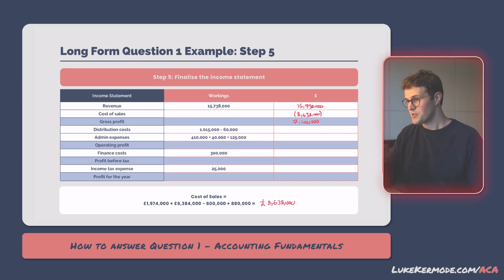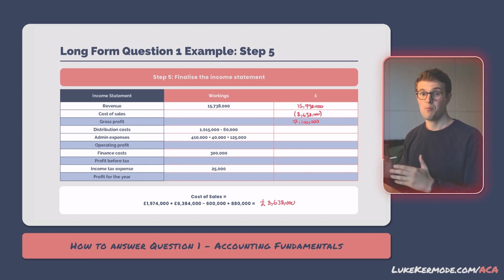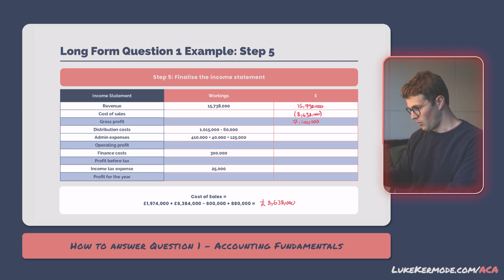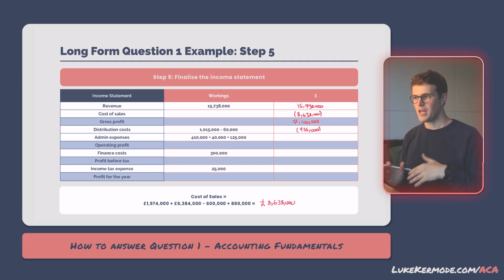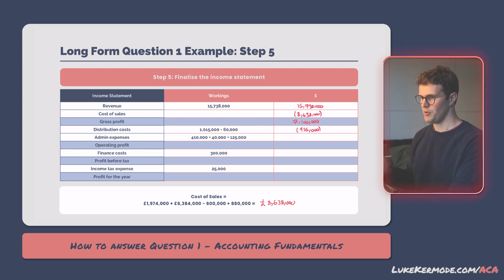Now let's handle the expenses. We start with distribution costs. We were given 1,015,000 in the trial balance, but we subtracted the 60,000 insurance prepayment, which relates to the next year. Therefore, 1,015,000 minus 60,000 equals 955,000. And it's important to flag that the 60,000 reduces the expense, it doesn't increase it. This is a common area where students can get in a bit of a muddle and lose marks, so keep an eye on whether an adjustment is either increasing or decreasing an expense. In this scenario, the prepayment is decreasing the distribution cost.